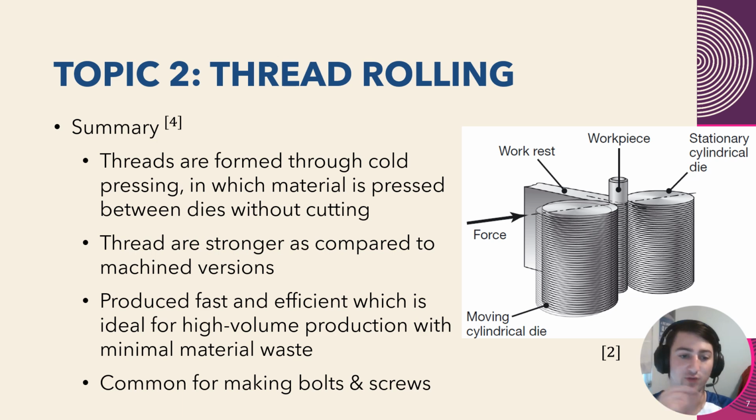It has to do with the way the stress works out and how continuous the grain is in the material. It also produces fast and efficiently, which is ideal for high volume production. And again, there's minimal waste of material since you're not cutting away anything and you're really just reshaping the piece. And it's common for making bolts and screws.